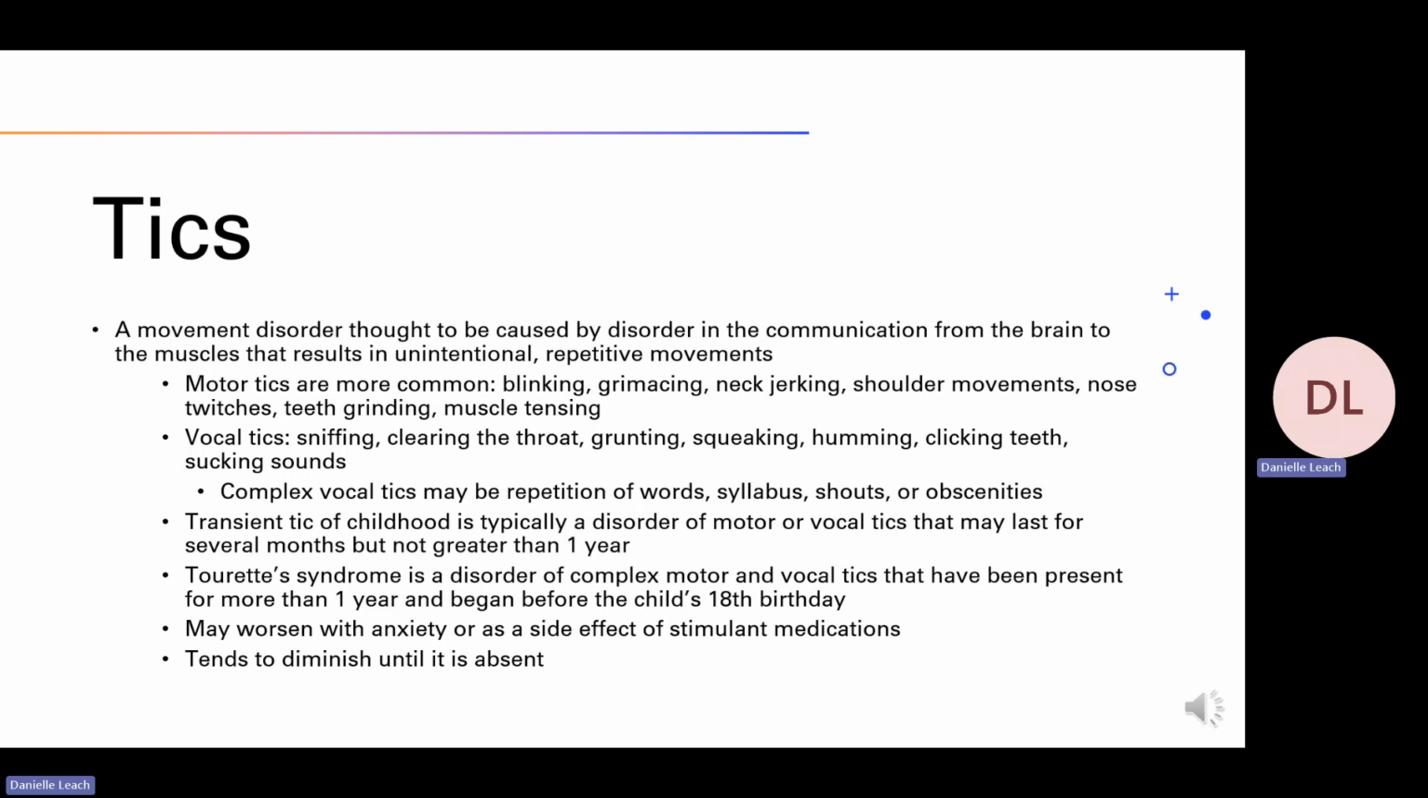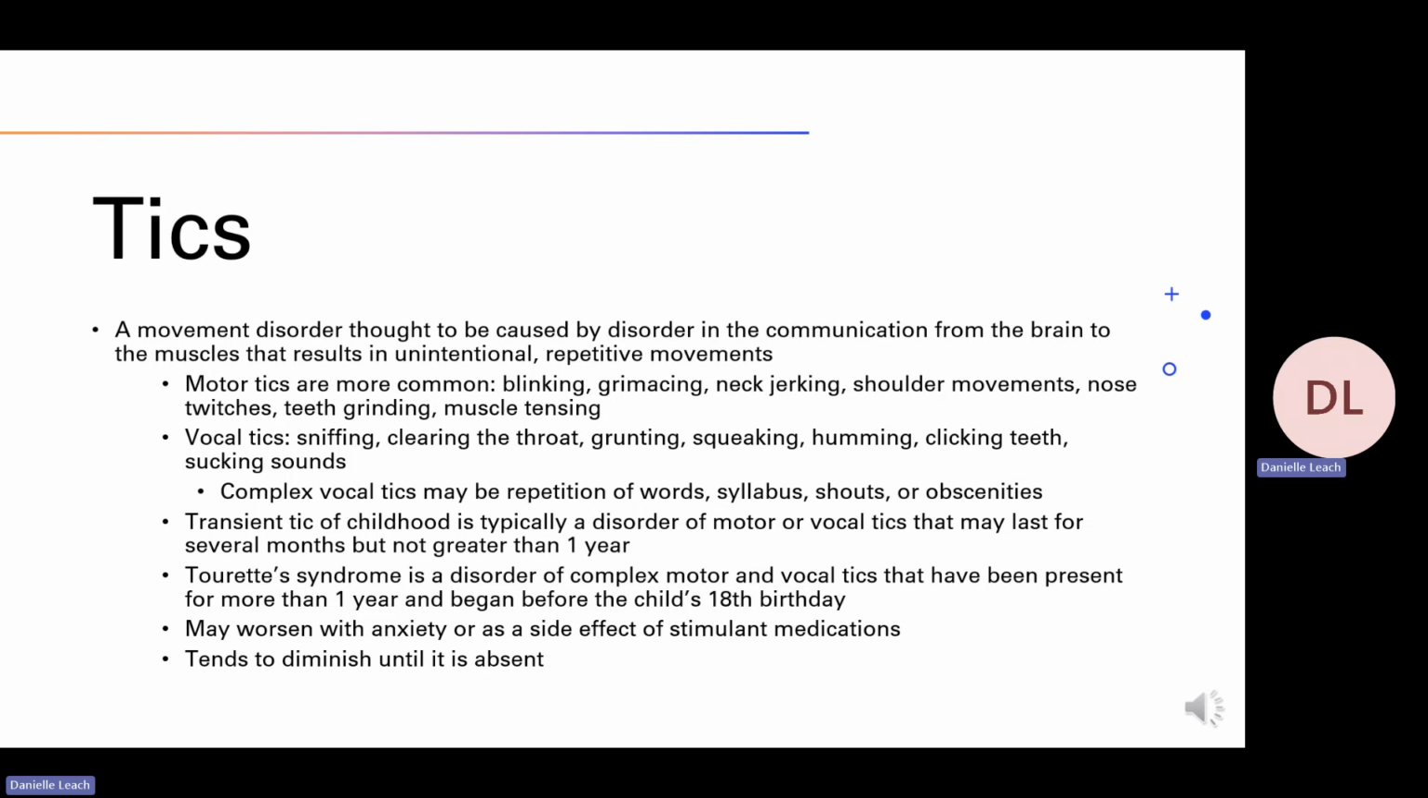A lot of times people, if they see someone with a tic, may assume that they have Tourette syndrome, but there's actually a more mild version of this called transient tic of childhood, which is a disorder of either motor or vocal tics that lasts for several months but doesn't last longer than 1 year. So it's more of a temporary disorder that goes away pretty quickly. And with this one, it's either motor or vocal. To be diagnosed with Tourette syndrome, the person has to have both motor and vocal tics, and they need to have been present for more than 1 year and have begun before the child's 18th birthday.